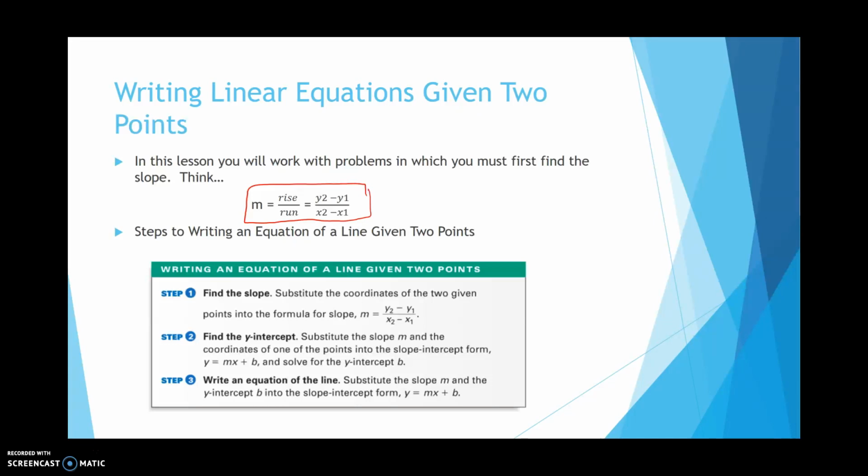So the first step is to find the slope using the formula y2 minus y1 over x2 minus x1. And then from there, you're going to substitute the slope and the coordinates of one of the points. Notice, one of the points. You'll see here when we do an example. And you're going to find the slope-intercept form, and you're going to find the y-intercept, your b. So you find the slope, then you find the y-intercept. And then finally, step 3, you're going to write the equation of the line in the slope-intercept form of y equals mx plus b.